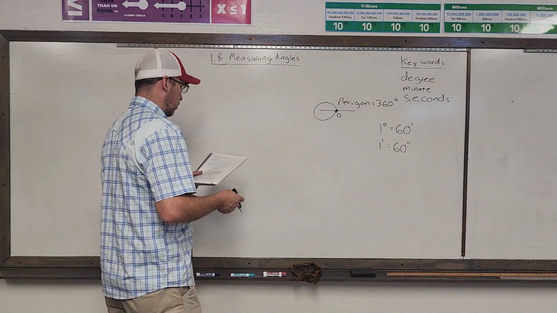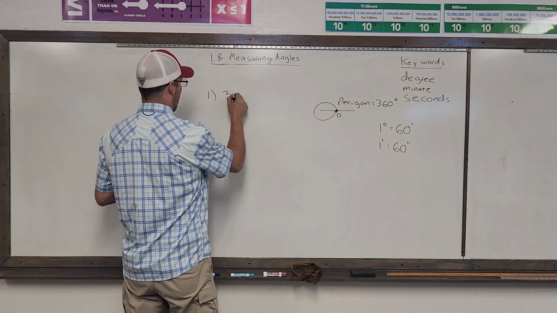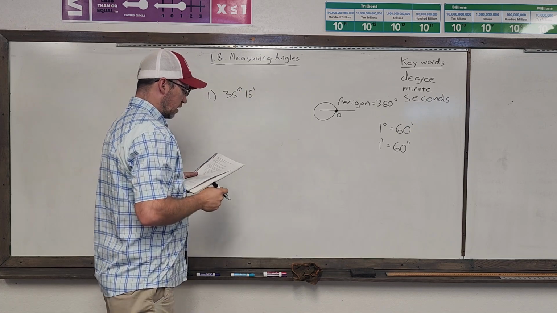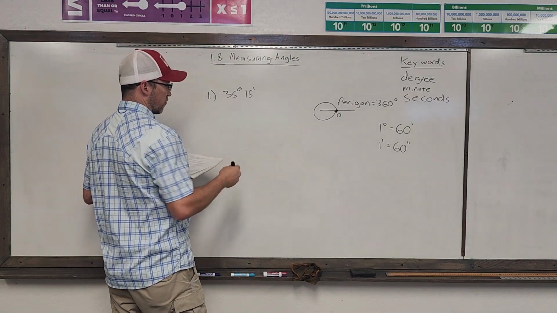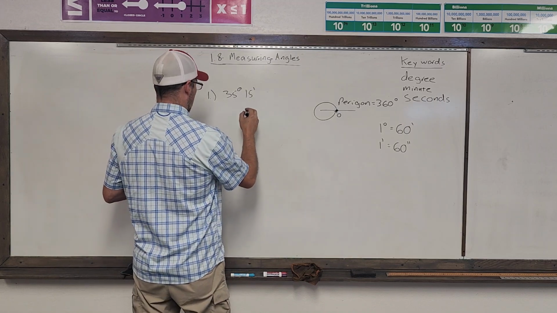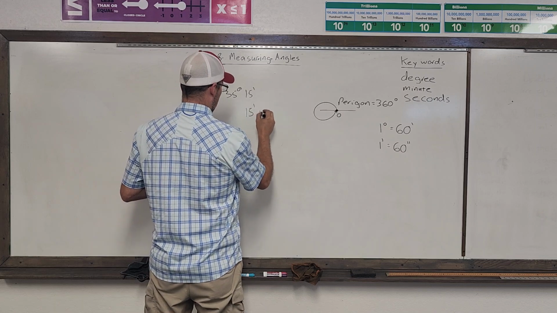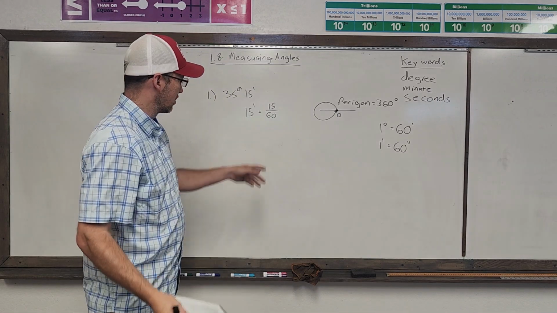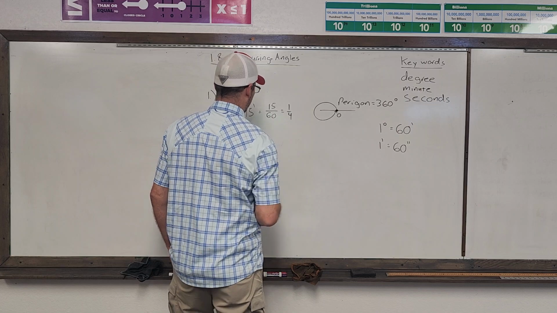So there's some examples. Example 1 wants us to express 35 degrees and 15 minutes in terms of degrees only. All right. So what we're going to do, the 35 degrees is fine. It's already in degrees. We just need to convert the minutes. So we know that 15 minutes is going to be basically the equivalent to 15 over 60 because there's 60 minutes in a degree. So that's going to equal 1/4.